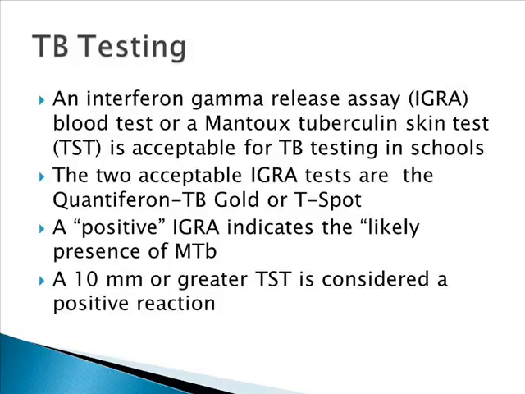A 10 millimeter or greater tuberculin skin test is considered a positive reaction, unless the child, of course, is immunocompromised, then we would use a 5 millimeter cutoff point, but in most cases, we would look at the 10. The difficulty with getting the IGRA, which is really a better test for those born in another country with BCG, is the cost factor. And many students don't have insurance coverage as of yet, and so it becomes cost prohibitive.